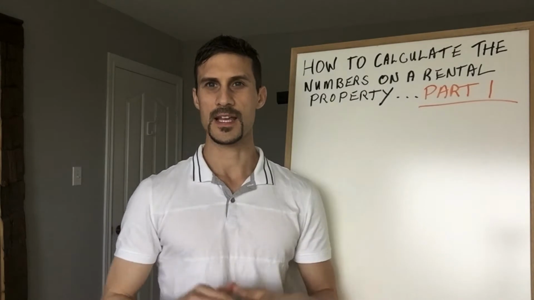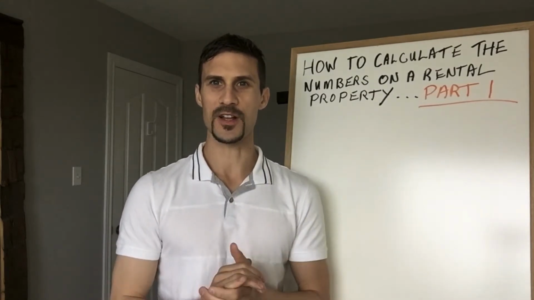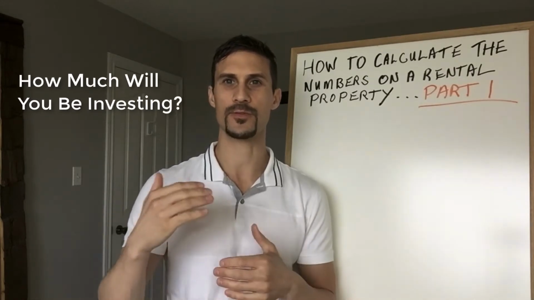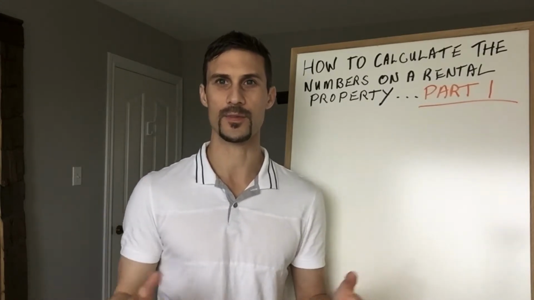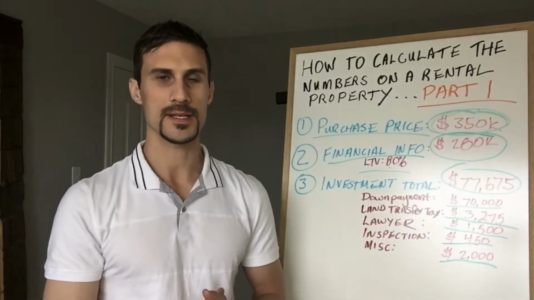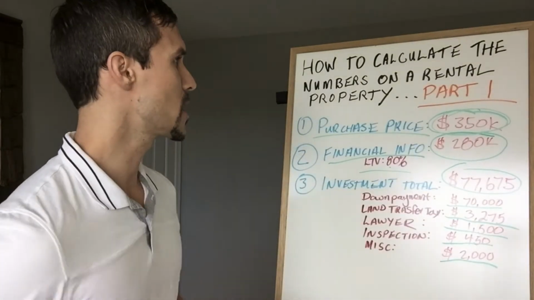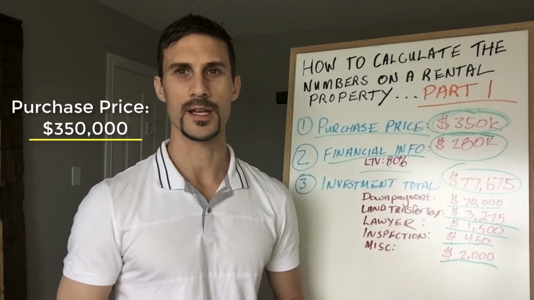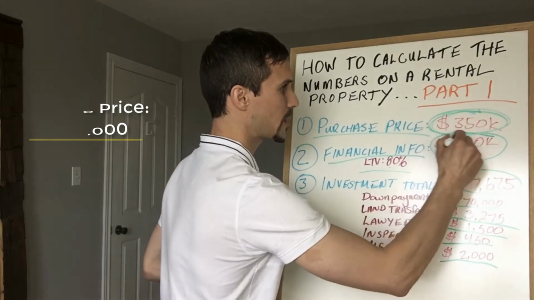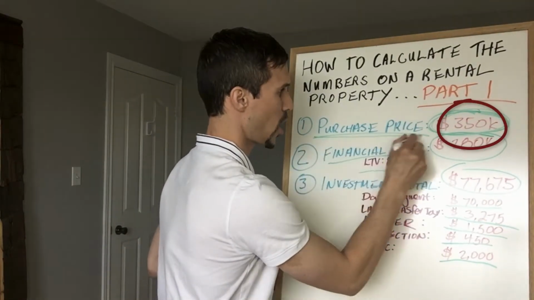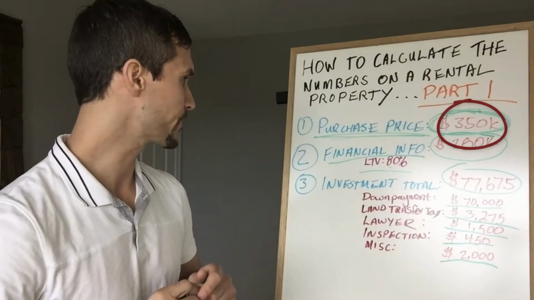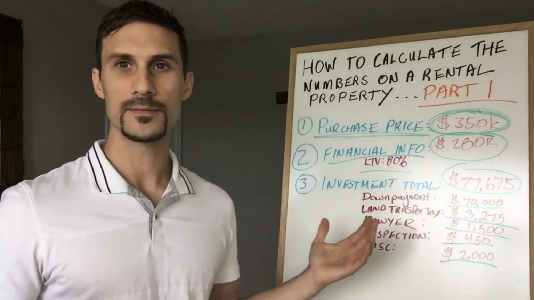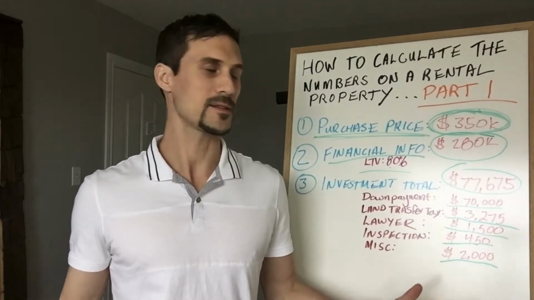Part number one is actually finding out how much you're going to be investing in the property. So how do we calculate this? How do we know how much we're going to actually have to come up with to invest in the property? So for example purposes, I used the amount $350,000. Let's say you're purchasing your first investment property and you're going to be spending $350,000 on the purchase price, right? That's the first part. Okay, we got the purchase price, it's $350,000. Well, how much do I actually have to come up with?